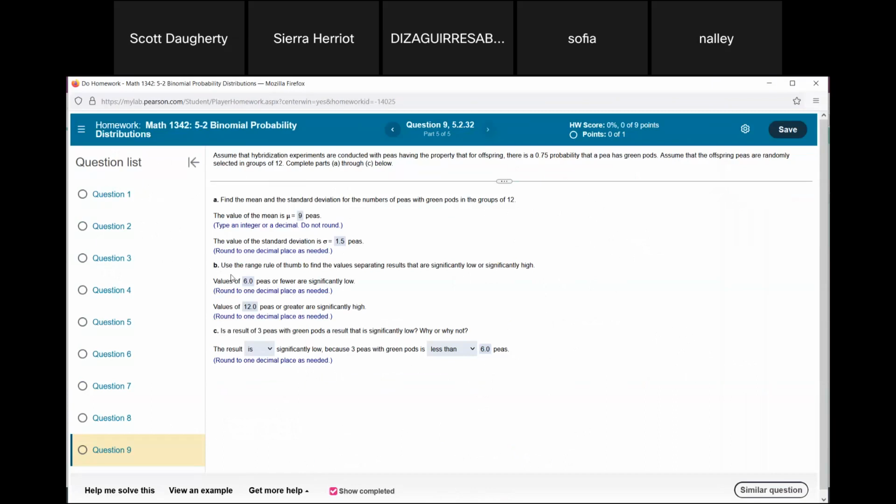And part B says, so that's part A, right? Part A was the mean is 9 and the standard deviation is 1.5. So then part B says, use the range rule of thumb to find the values separating results that are significantly low or significantly high. I call this usual values versus unusual values. So the range rule of thumb basically says this.